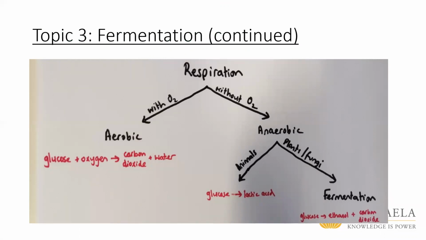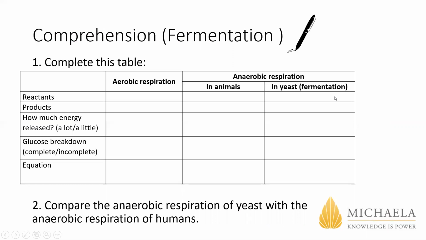Now, can you see anything that's missing from this flow chart? Well done if you said that the plus energy is missing in each of the equations. So aerobic is plus energy in brackets. Animal anaerobic respiration is plus little energy in brackets, and the same as fermentation, plus little energy as well.